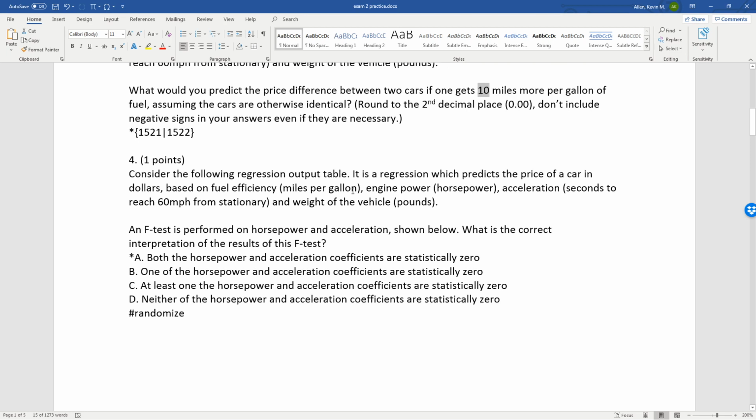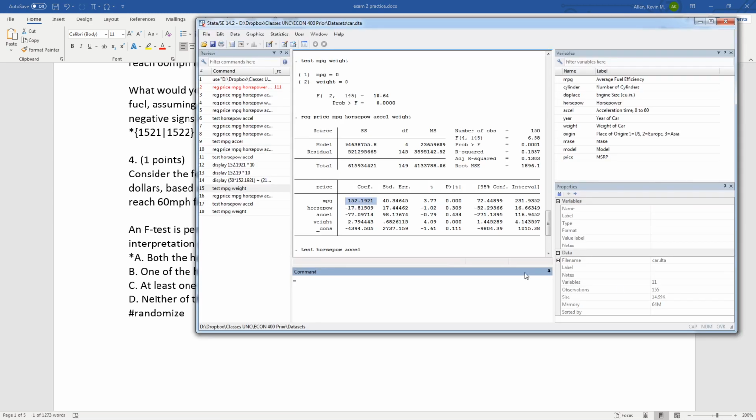Then, considering this regression output table, an F-test is performed on horsepower and acceleration. Now, why might you choose to do this? If you see a group of variables in a regression that are insignificant, you might think that you're going to drop them from your regression because they aren't providing anything.